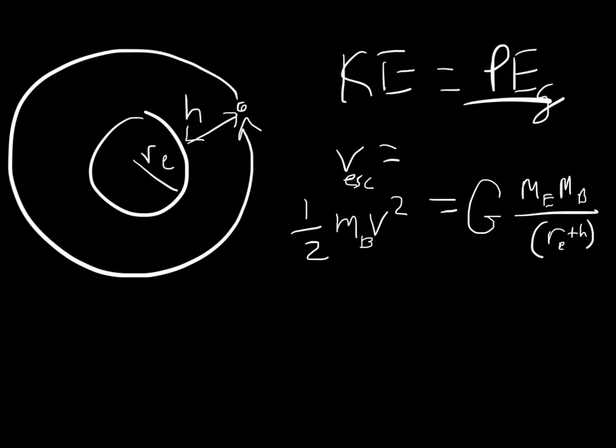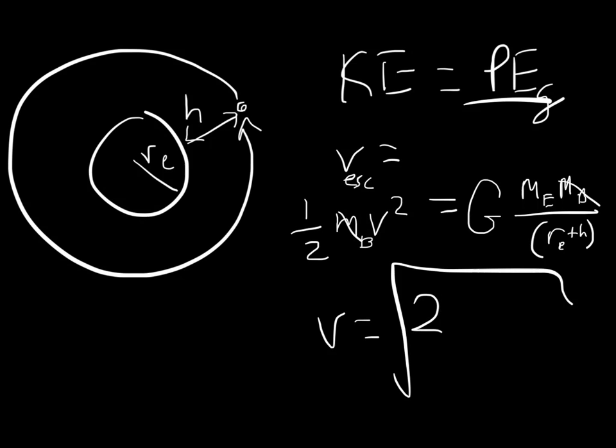Okay, did everybody catch that? This is not over R squared, because this is the potential energy. This is not the force. So, I can now cancel the mass of the ball, right? And then I can say V is equal to the square root of 2G ME over RE plus H.